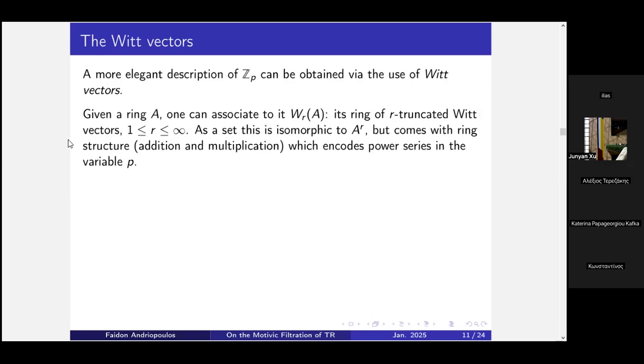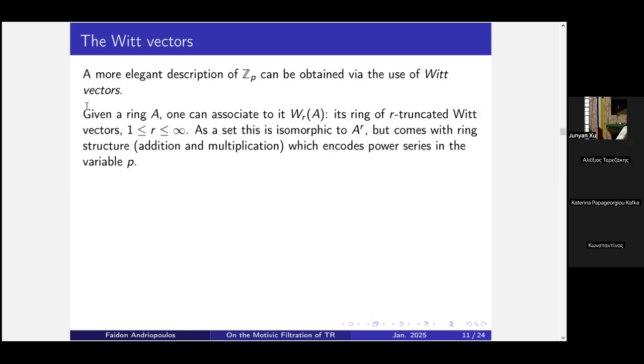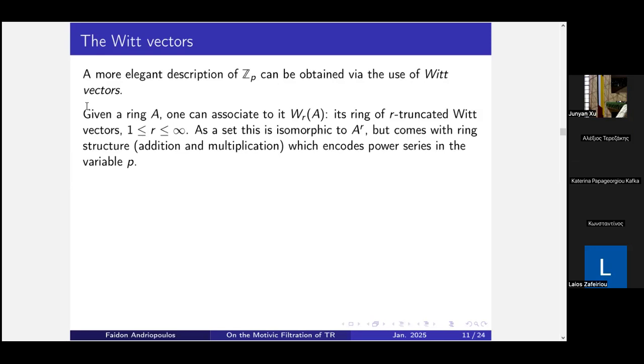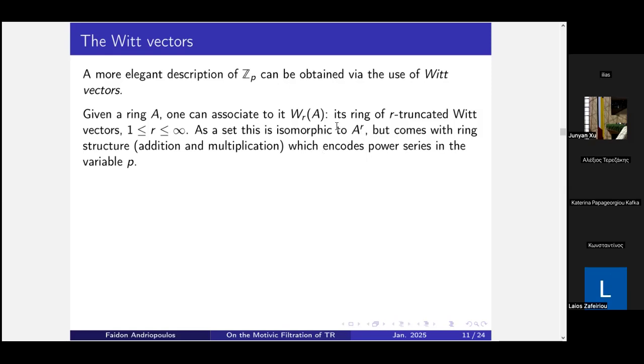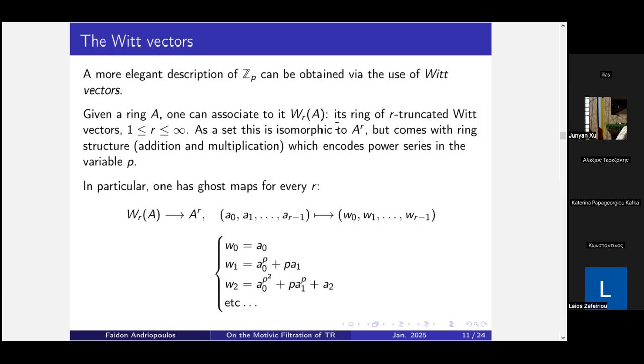So how does this look? As I said, it is isomorphic as a set to a product of r copies of A. But the ring structure of W_r(A), in particular the addition and the multiplication, behaves very differently than the ring structure that one obtains on A^r as a product ring. In particular, it encodes polynomials and power series in the variable P, which is the fixed prime number that we have.